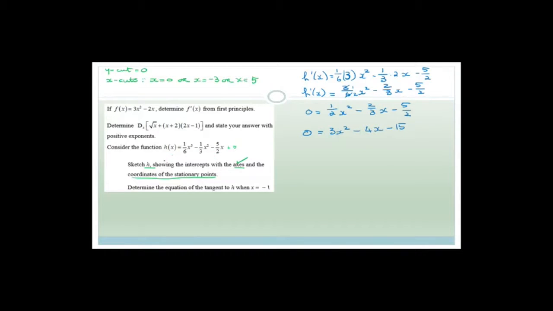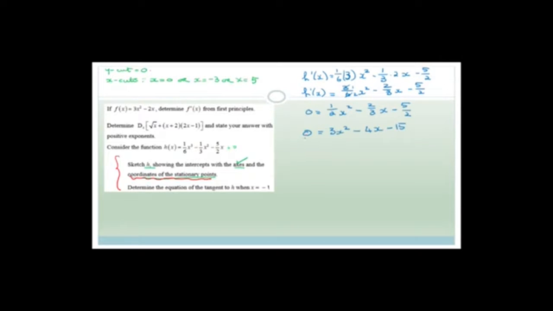So far we were busy looking at how to draw this graph. It said sketch H showing the intercepts with the x-axis and the coordinates of stationary points. And so far we found the y-cut and we found the x-cuts are 0, minus 3 and 5. Then we found the derivative of this. And why did we do that? Because we're looking for the coordinates of the stationary points. So we need to find the derivative and then let it equal 0.